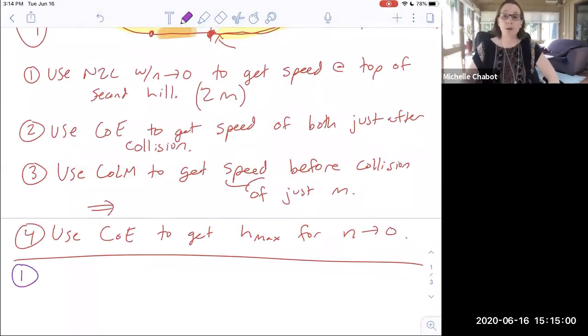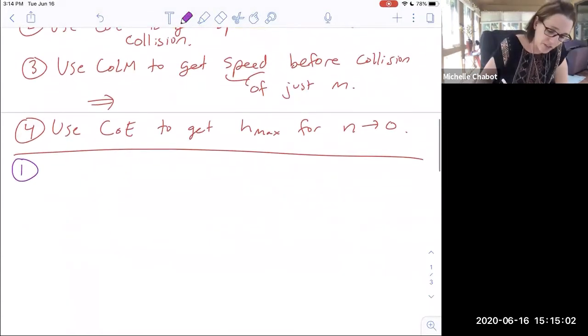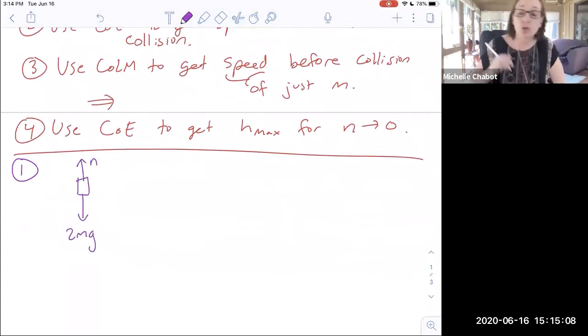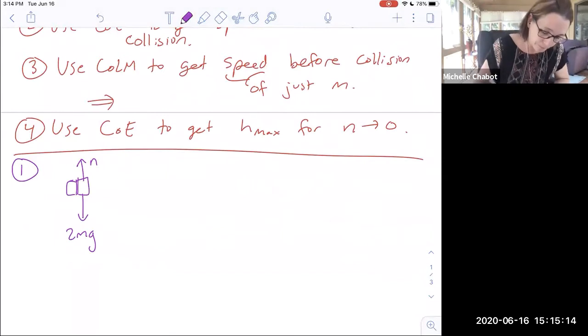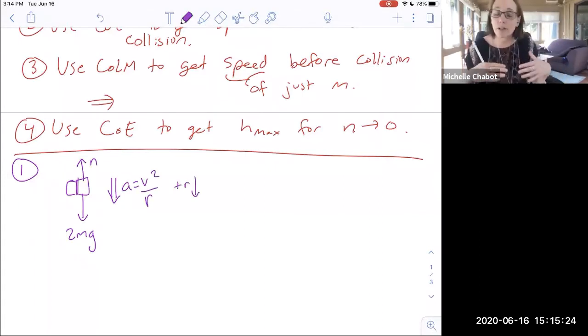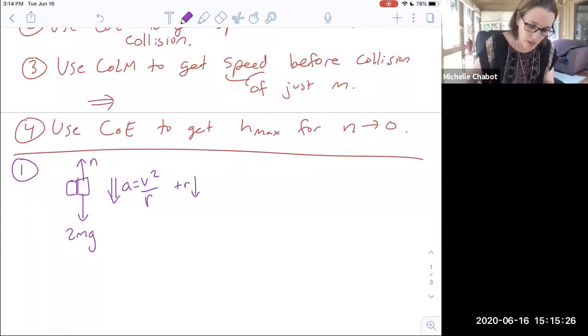So I'll start with step 1, Newton's second law at the top. Well, my normal force would be up. My weight is down, and it's equal to 2mg because there are 2 blocks stuck together. You could even draw 2 blocks to remind yourself if you want to. And the center of my circle is downward, and so my acceleration is v squared over r. I'm going to take my positive r direction to be downward, as I often do with circular motion, and my normal force goes to 0.